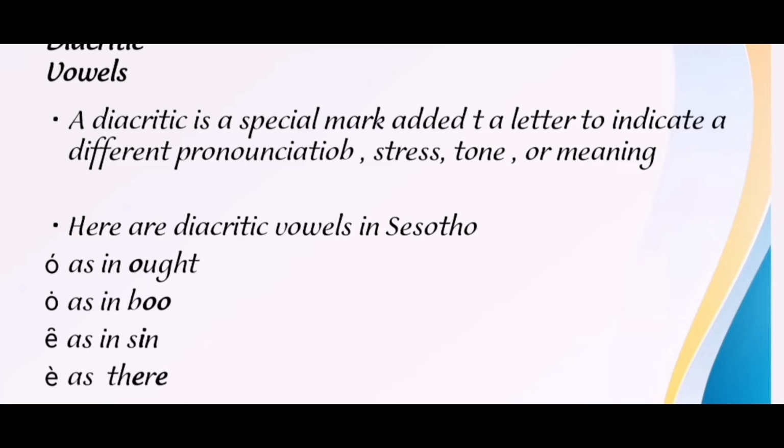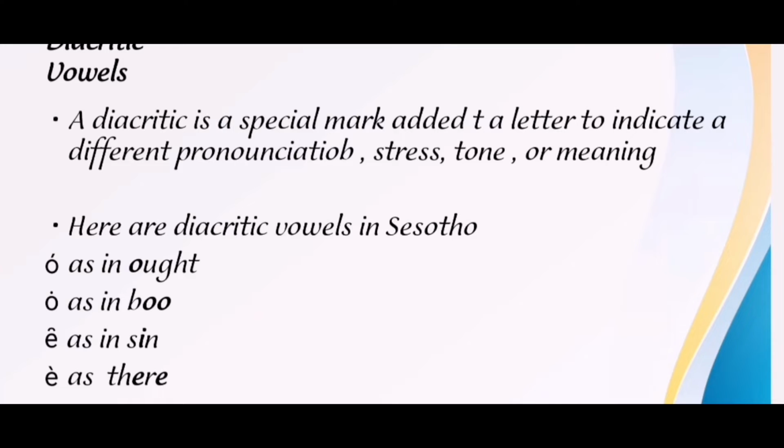So I've got a lesson that talks about normal vowels that I mentioned, A, E, I, O, U, but now these are the additional vowels. A diacritic is a special mark that is added to a letter to indicate a different pronunciation, either to stress a word, the tone, or the meaning. So when there's a diacritic letter, that means the accent is going to change on that alphabet that has a diacritic on it.